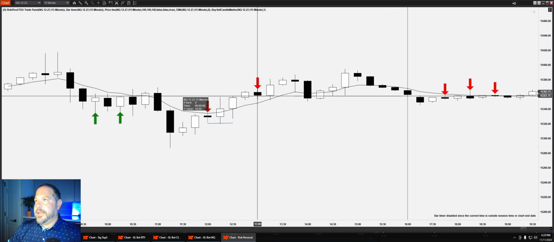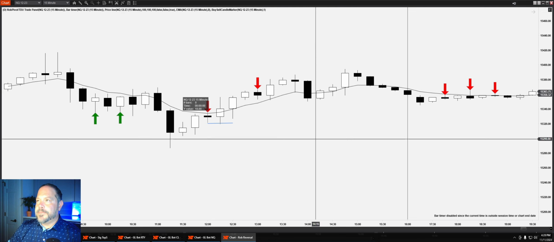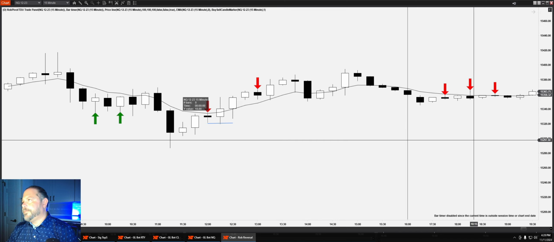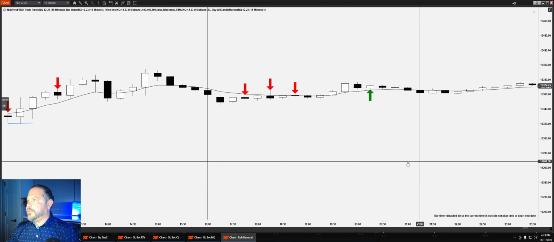Next trade still fits within our time condition, but closes above the ADMA. No trade. The rest of these are all after hours.